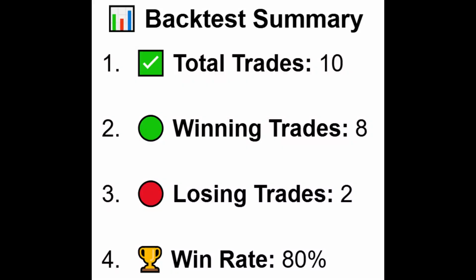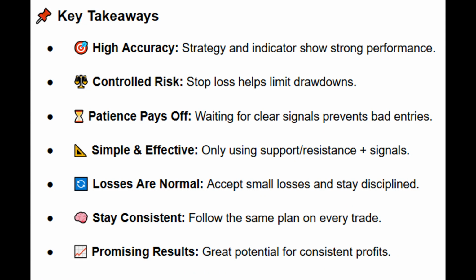Out of 10 trades, 8 were winners while 2 resulted in losses. This gives us a win rate of 80%, which is considered very good in trading. An 80% win rate indicates that the strategy and indicator we used are quite effective at identifying high probability entry points. However, it's important to remember that losses are an inevitable part of trading. The key to long-term success is not just winning trades, but managing losses properly and sticking to the trading plan.